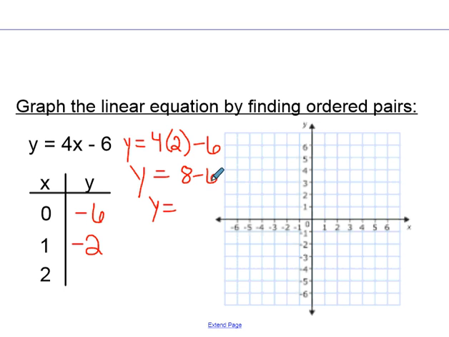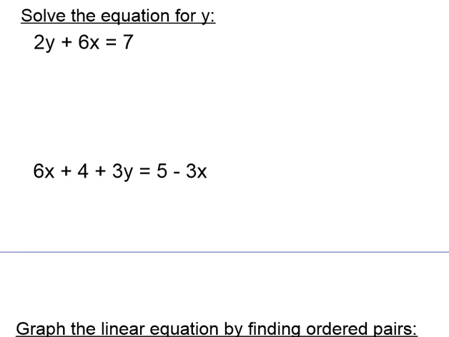Let's go to the next point, 1. When x equals 1, I'm going to get 4 minus 6, which is negative 2. Negative 2 in here for the y value. We'll do one more, then we'll plot them. Put a 2 in here, and I'm going to get 8 minus 6, which is a positive 2. I'll put that in here.